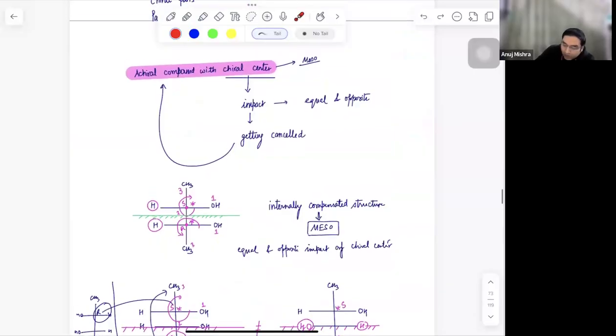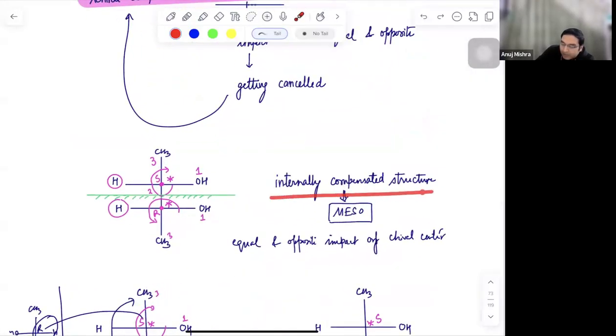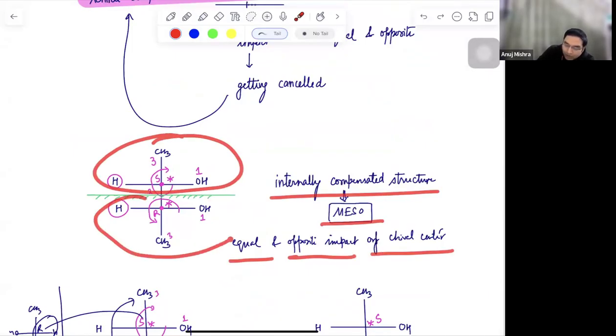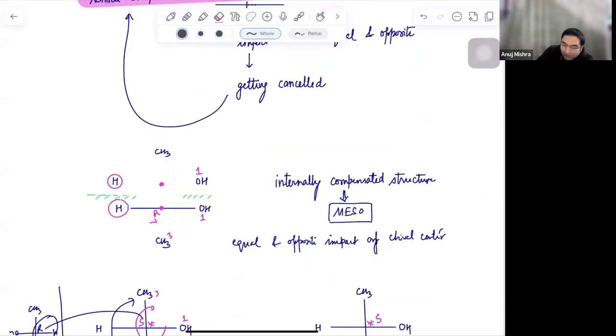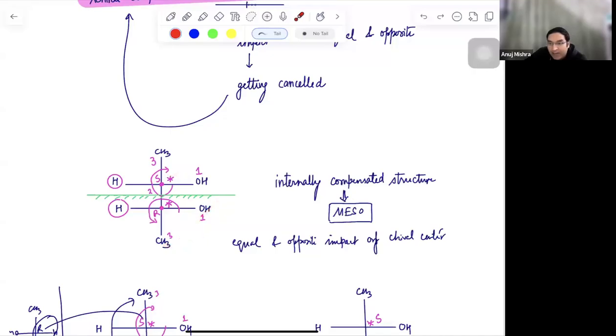So see, this is meso. Internally compensated structure, meso. Equal and opposite impact of chiral centers. CH3, H, OH; CH3, H, OH, cancelling each other. One is S, other is R. S and R equally, because the groups which are present here are giving you the same magnitude of S and R in a way. Same impact of S and R, right? Because of the same arrangements.